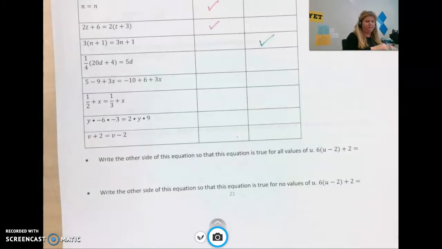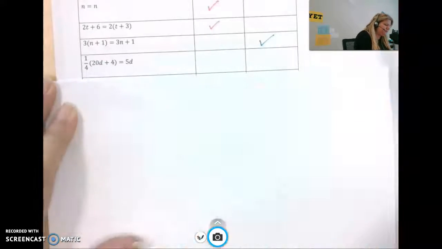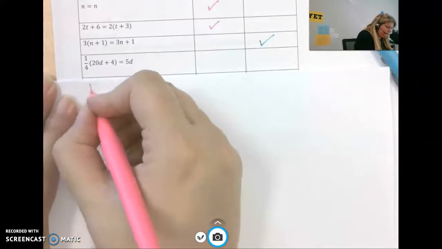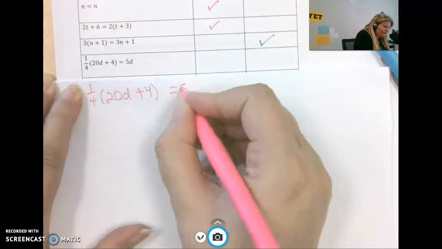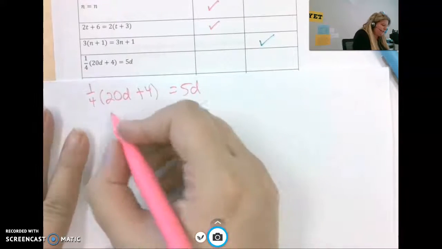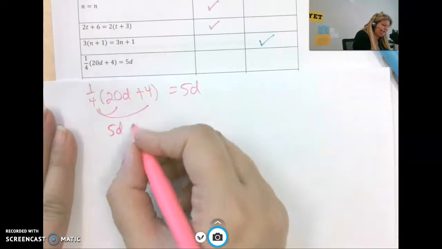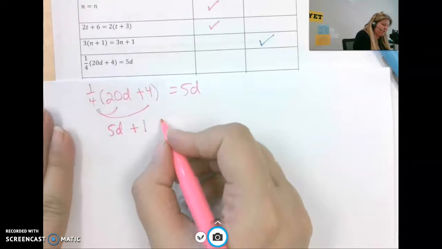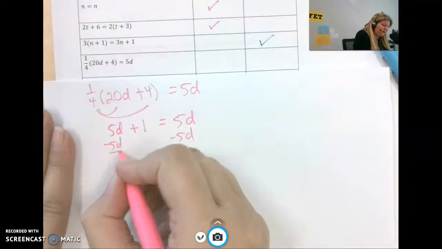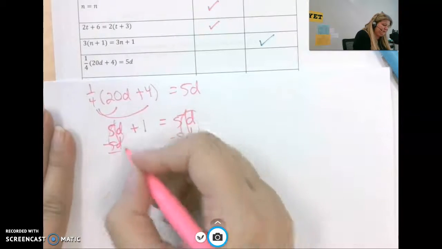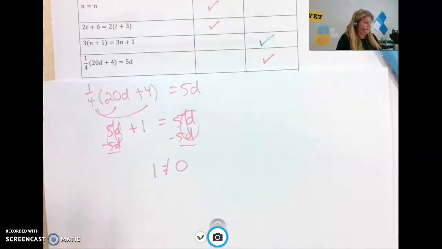Fold this paper. Next question. 1/4 times the quantity 20d plus 4 equals 5d. So let's work this out. 1/4 of 20d is 5d. 1/4 of 4 is 1. Okay, what if I subtract 5d from each side? I get 1 equals 0, which is a lie, or true for no values.